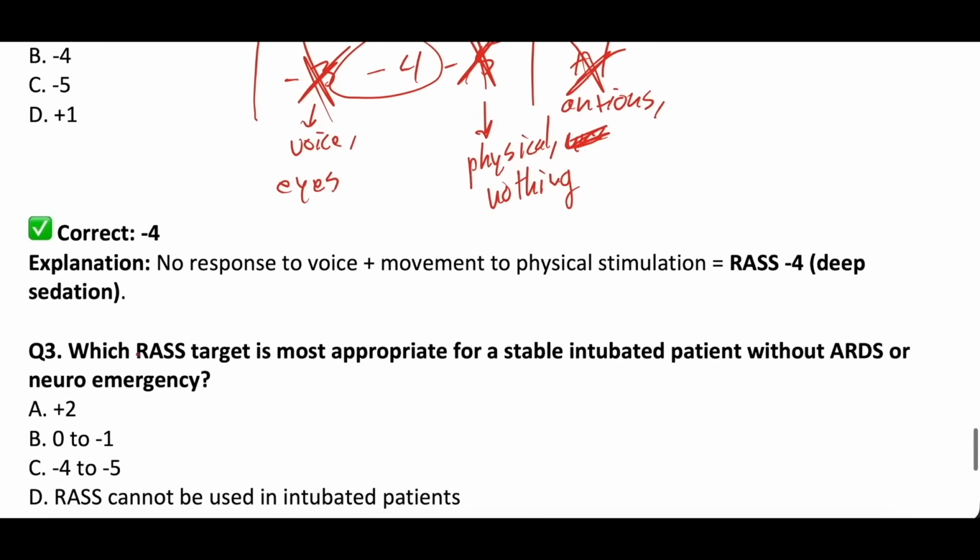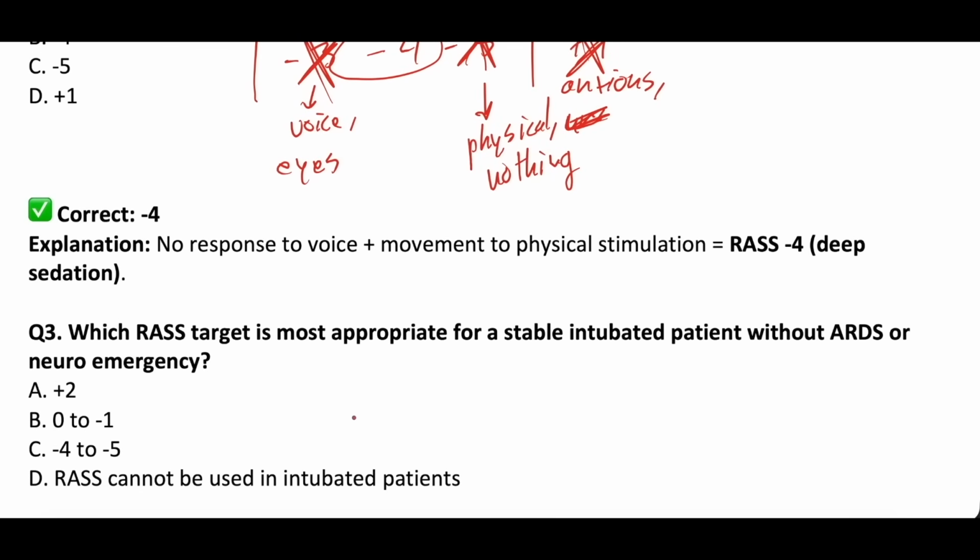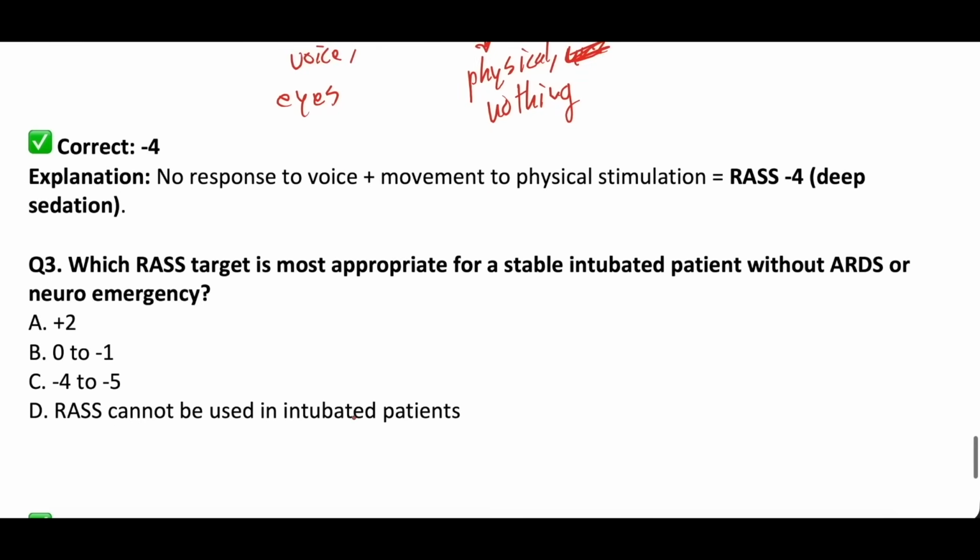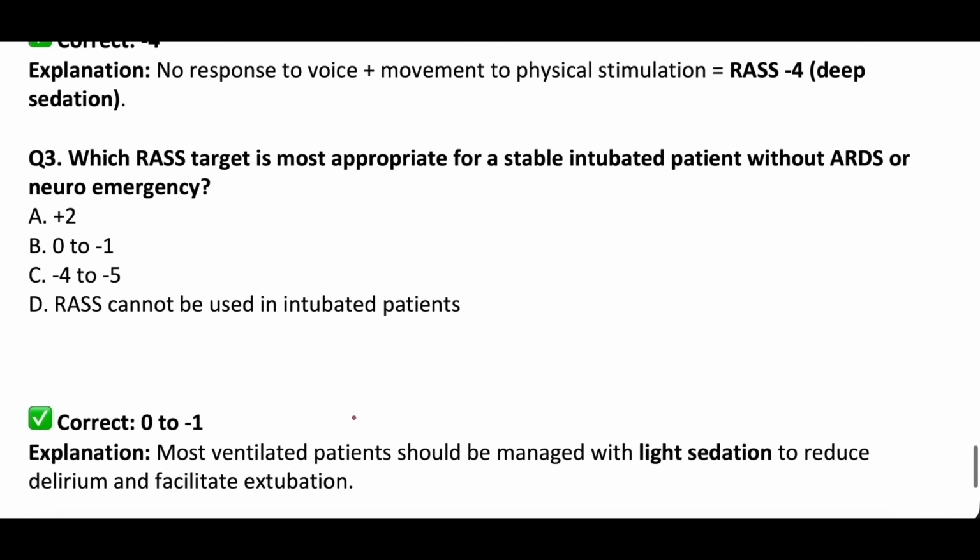Last question, question 3. Which RASS target is most appropriate for a stable intubated patient without ARDS or neuroemergency? A, +2, B, 0 to -1, C, -4 to -5, or D, RASS cannot be used in intubated patients. Hopefully no one chooses that. Correct answer is B, 0 to -1, right? This is that light sedation.